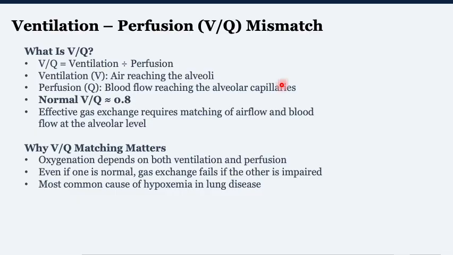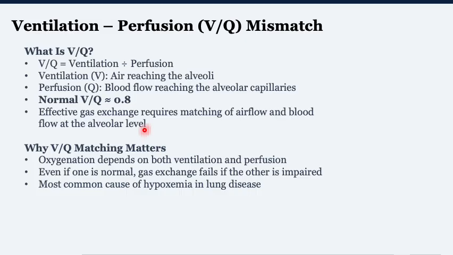So ventilation perfusion, which is the VQ mismatch. What is ventilation or VQ? So the VQ is ventilation divided by perfusion. Ventilation is the amount of air that's reaching the alveoli. Perfusion is the blood flow reaching the capillaries, the alveolar capillaries. Normal VQ is around 0.8.